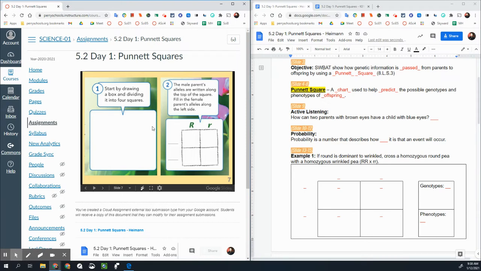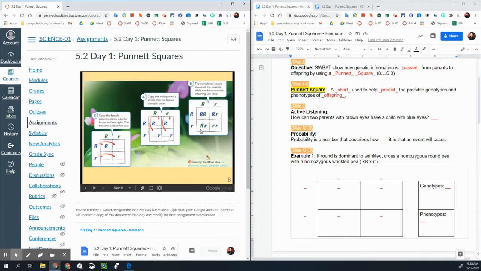All right, so here are instructions on how to do a Punnett square. You start by drawing a box and dividing it into 4 corners. So here it is, a box of 4 corners. Step 2, the male parent's alleles are written along the top of the square, and the female parent's alleles are written on the left side. In this example, we're doing a capital R, lowercase r, and that is heterozygous dominance.